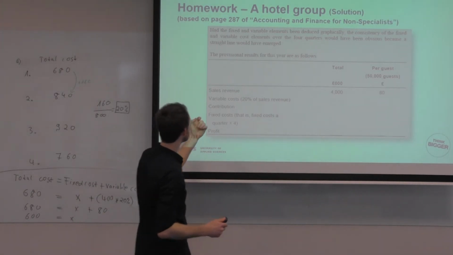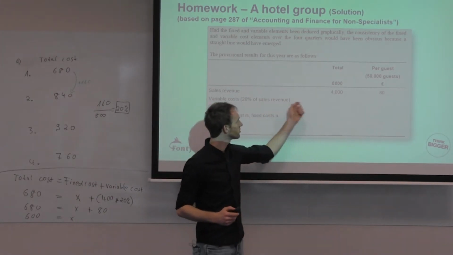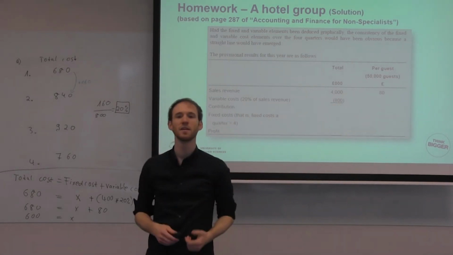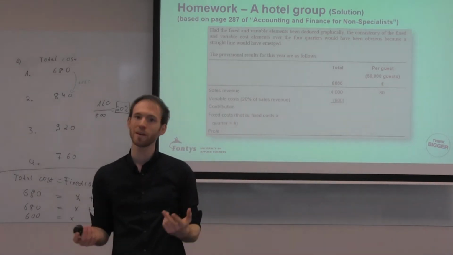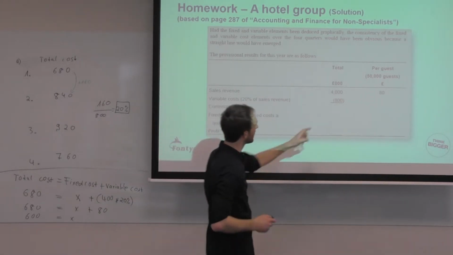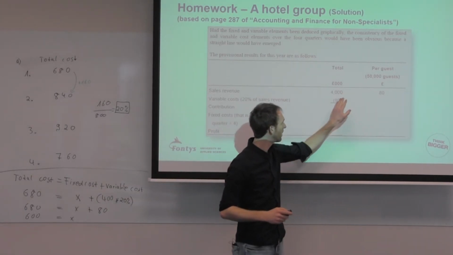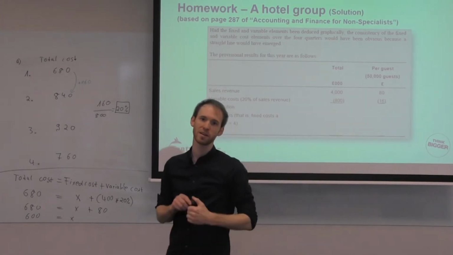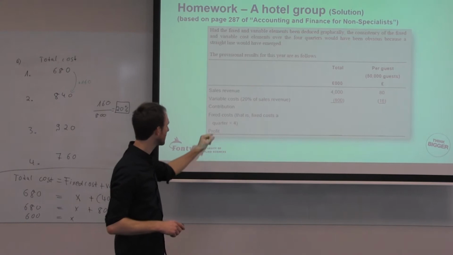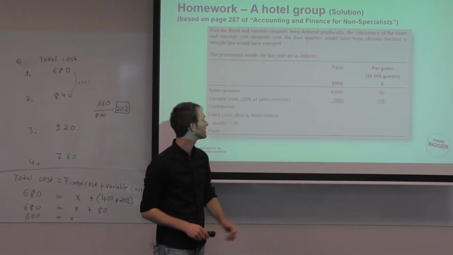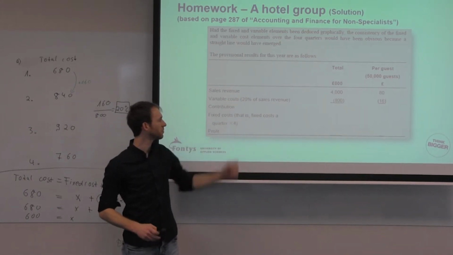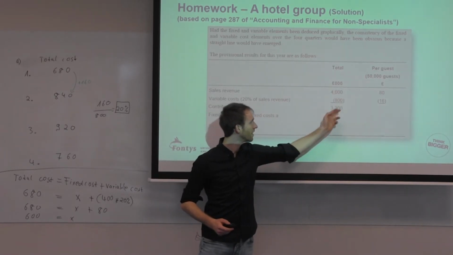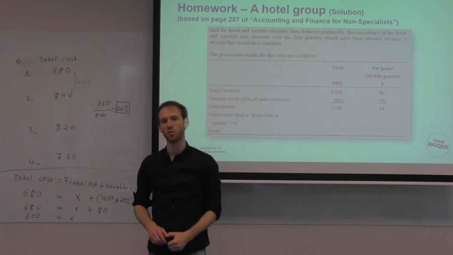So the variable cost we set is 20% of sales revenue. So 20% of this gives us 800, of course minus, so in brackets. Putting that to a per guest basis is simply 800,000 divided by 50,000, so 16 per guest. Then you learn what contribution is. It's simply the difference between sales revenue and variable cost. So this is 3.2 million, and per guest, this is 64.